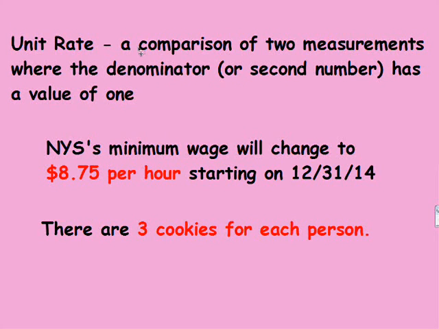Different units. A unit rate is a comparison of two measurements where the denominator, or second number, has a value of 1. So New York State's minimum wage will change to $8.75 per hour. That means in 1 hour. And 3 cookies for each person are examples of unit rates.